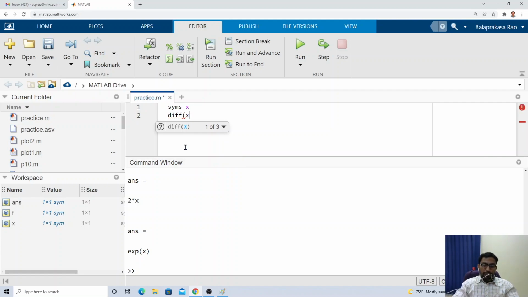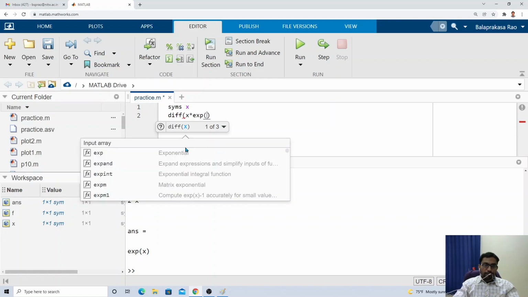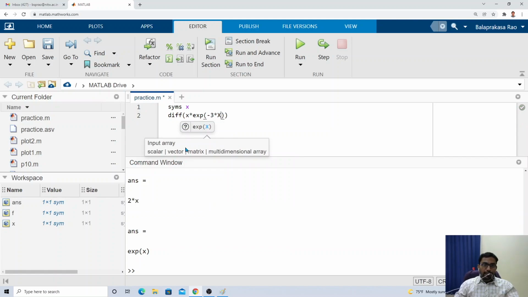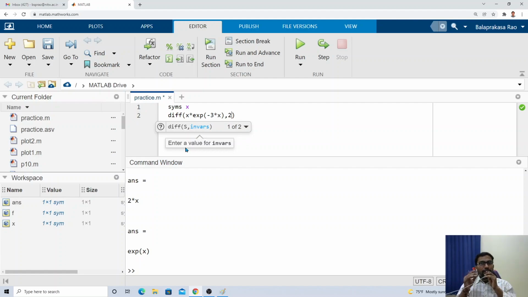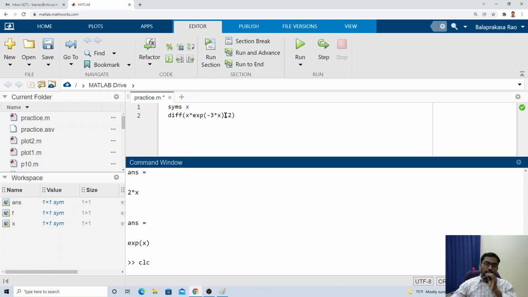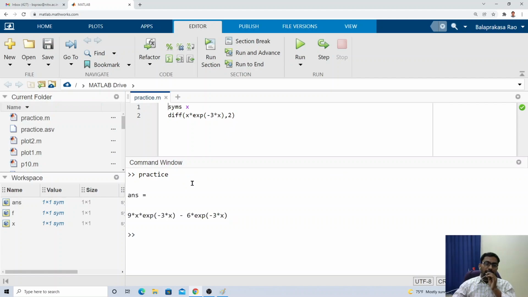So let me give an equation, x times exponential of minus 3 times x. I want to compute the second order derivative of this function. So you can simply pass a second argument saying that I want the second order derivative. That's why I am giving 2. By default, if you do not supply the second argument, it will calculate the first order derivative and return it. If you supply the order, it will calculate that much derivative and return it. This is the second order derivative. If you give n, it will calculate the nth order derivative. This is the second order derivative of the function that we have given as input. Similarly, you can calculate third order derivative and so on.